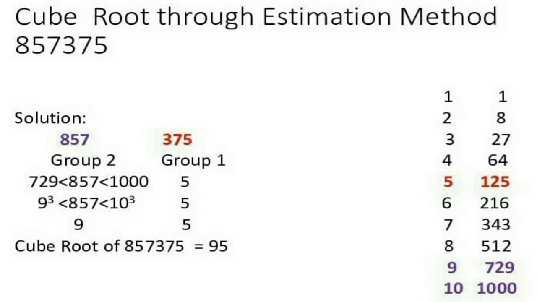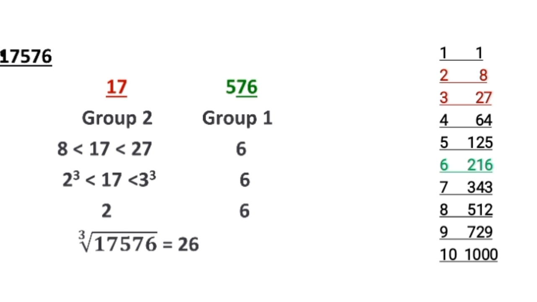So what I am going to write? The previous number. Remember the previous number. So I will be taking 9. So what is the cube root of 857375? So that is 95. Students, let's take one more example.